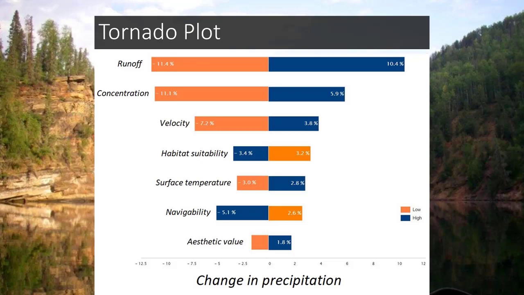So this helps you sort of prioritize mitigation as well, because it tells you if you make a small change in this, you will have a large change in this other variable.